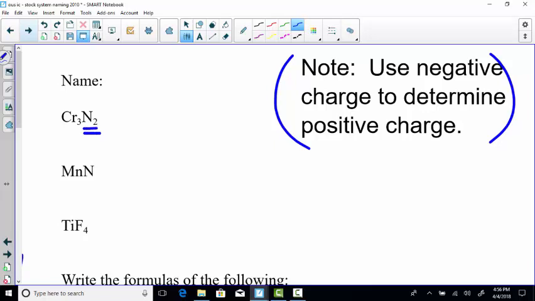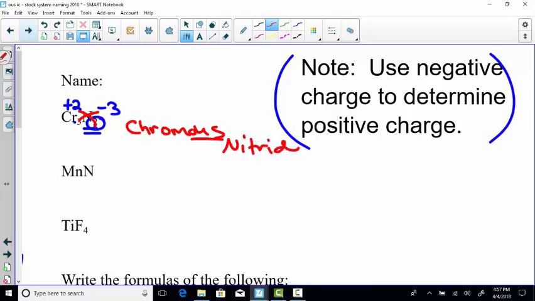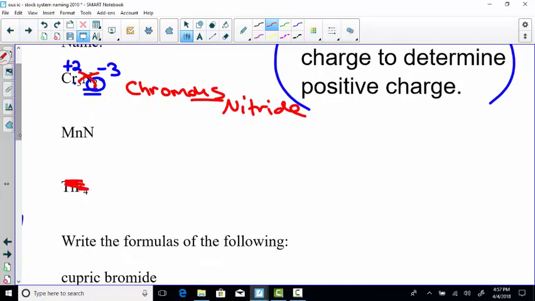So nitrogen here is a -3 charge. And so this chromium, okay, because I have two -3 charges, must be a +2. Okay, the other thing is I can bring these charges up. So that +2 is the lower charge. So this becomes chromous, okay, because it's the lower charge. And then nitride, because I'm just adding the nitrogen to it. Okay? Not doing that one.